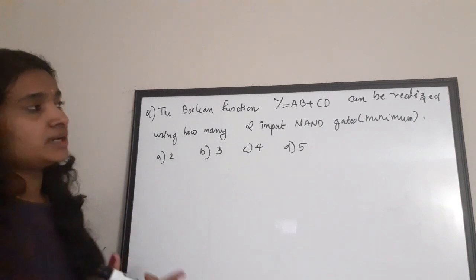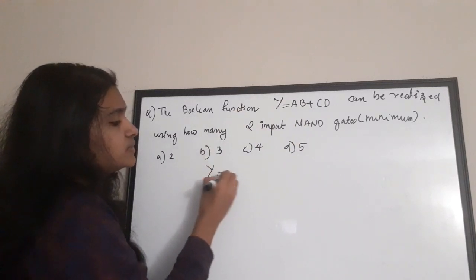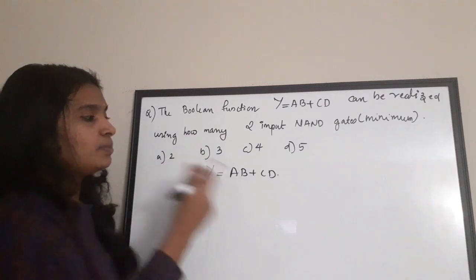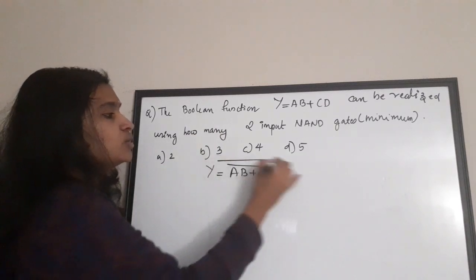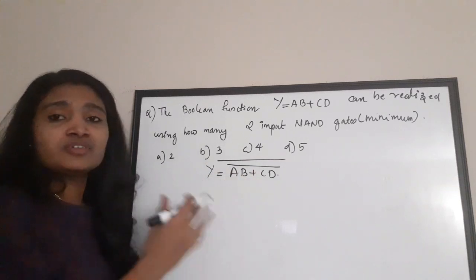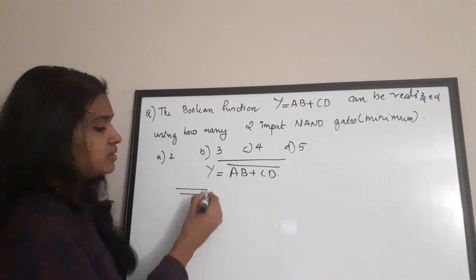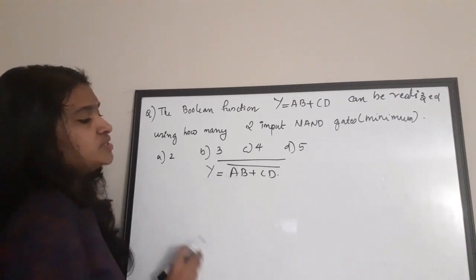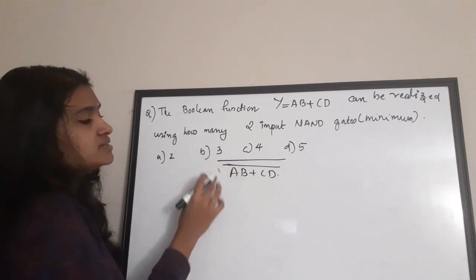I'm going to write the expression first, y is equal to AB plus CD. Then I'm going to apply the double complement approach here. That is, I'm going to take a double complement. If you take the double complement of a variable, there is no difference, right? Double complement is equal to the variable itself. So I'm going to take the double complement approach here. I'll remove this y. So what is this?